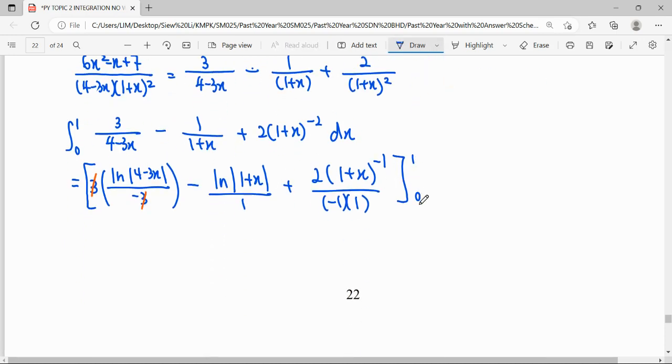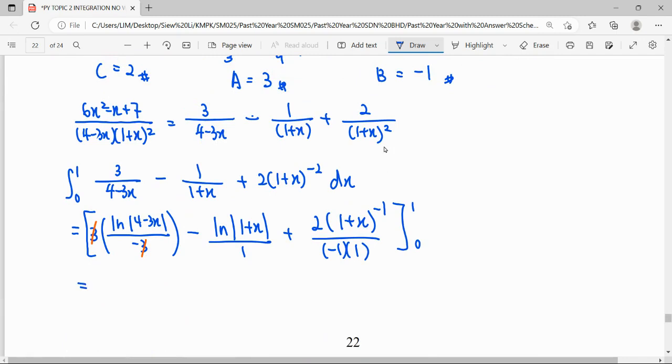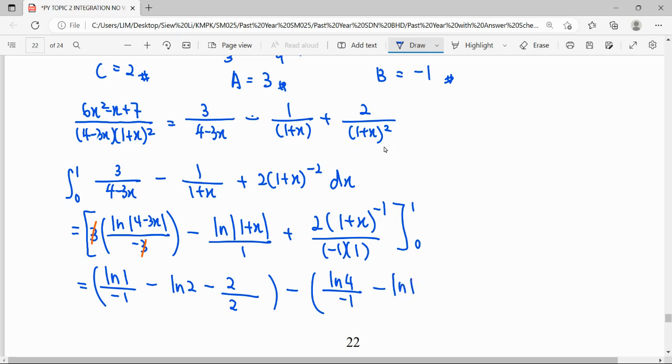And then the next step we need to perform is to substitute the upper limit minus the lower limit until we get this answer, 1 plus ln 2. So this will be ln 1 over negative. Substitute 1, ln 2 over 1, maintain as ln 2. Meanwhile for here, it will be negative 2 over 1 plus 1, which is 2. Then substitute 0. So here will be our ln 4 over negative 1. Then minus ln 1. Then when we substitute 0, here is negative 2.